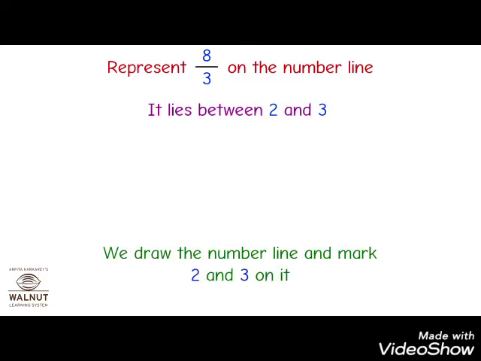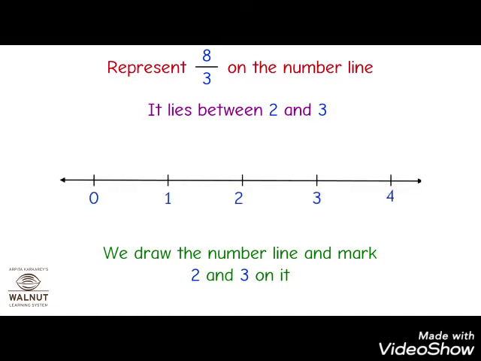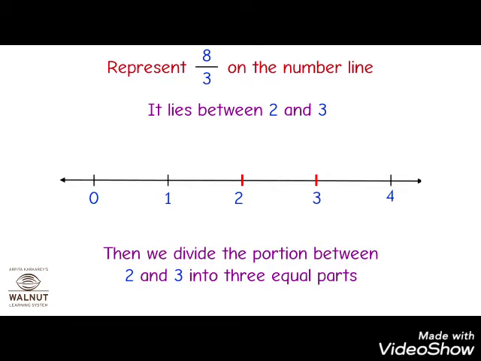Now we draw the number line and mark 2 and 3 on it. Now the denominator is 3. So we divide the portion between 2 and 3 into 3 equal parts and then we name them. The first part is 7/3, the second one 8/3 and the third one is 9/3, that is 3, which we already have on the number line. 8/3 is the number which is equal to 2 and 2/3. So we mark it.